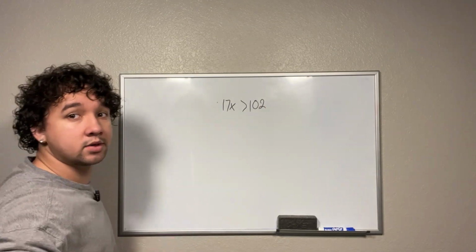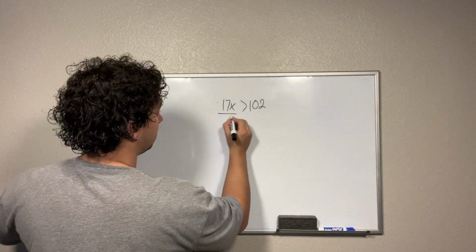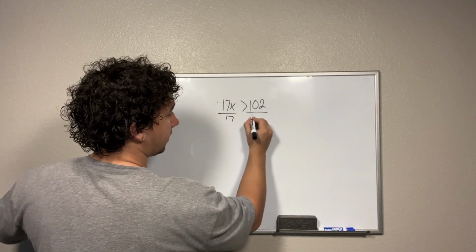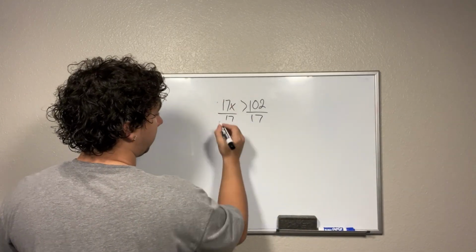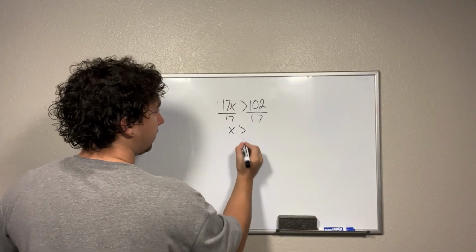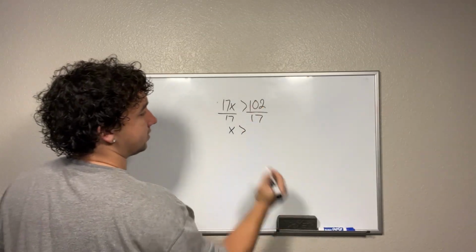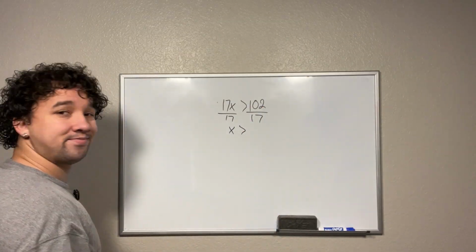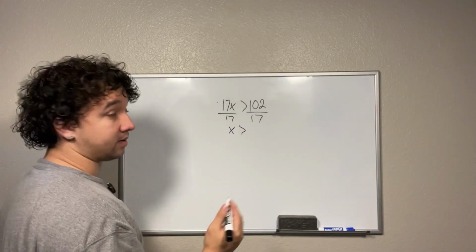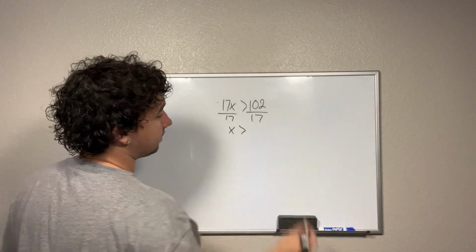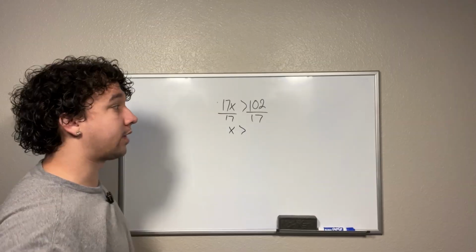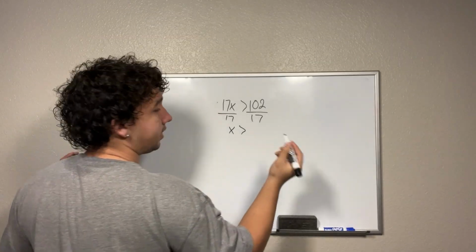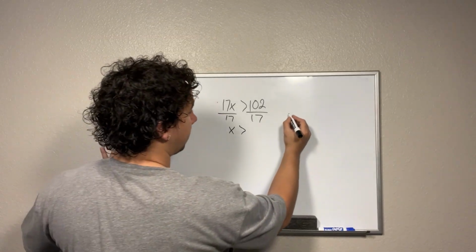17 times x, what's the opposite? Well, that's division. I'm going to do it on both sides because I've got to keep everything balanced. 17 divided by 17 is 1. 1 times x is x. x is greater than, well, how many times does 17 go into 102? I don't really know, so I'm going to guess. Change 17 to 20, change 102 to 100. Well, 20 goes into 100 5 times, so I'm going to assume it's going to be around 5, right?